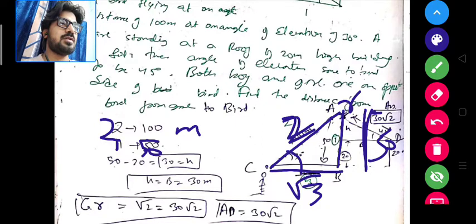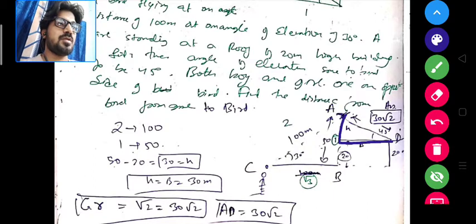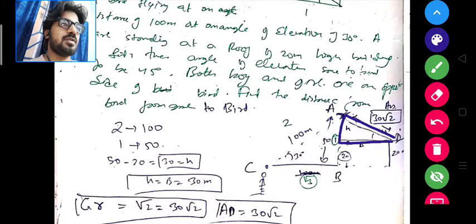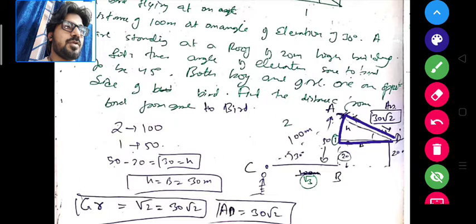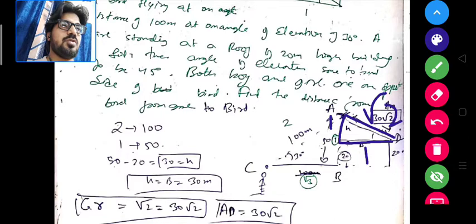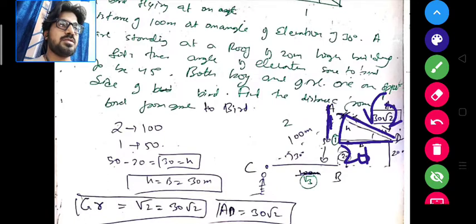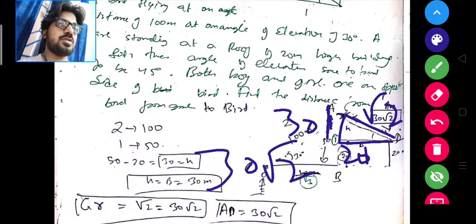Now you have to take the other triangle. Here you know the value is 45 degree. For 45 degree we have 1 and 1, and the hypotenuse is root 2. Now you know the girl is standing on the roof of a 20 meter high building, and this is 20 meter, so this part is 50 minus 20, that is 30 meter. So this part is 30 times root 2, that is 30 root 2 meter.